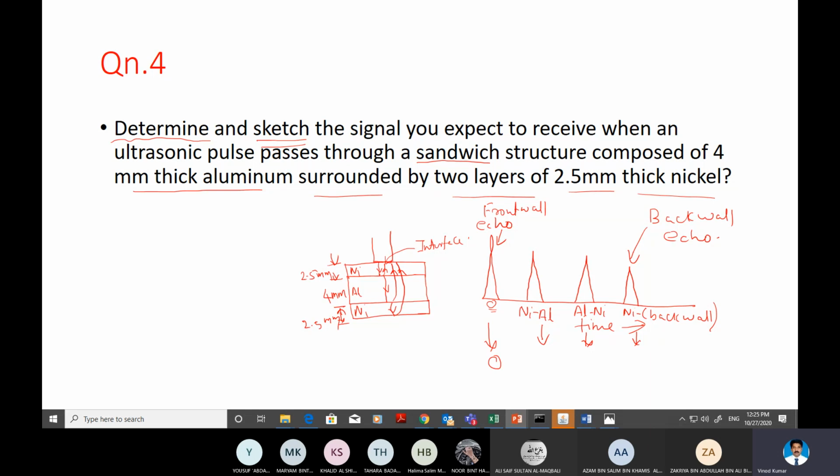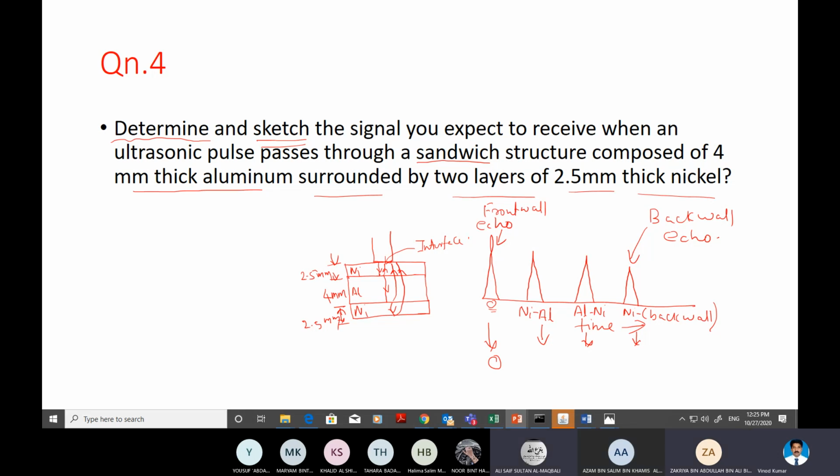The question, is it clear to you? Yes, doctor. That means I can proceed. Clear. There is no problem in it, right? Yes.